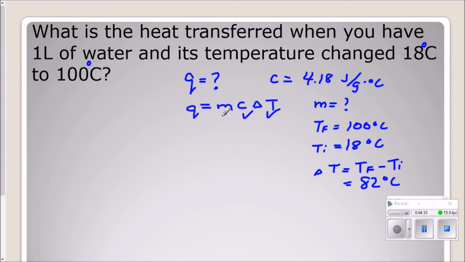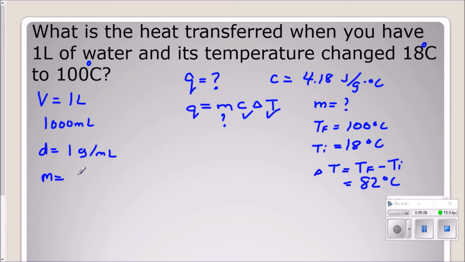Another thing we got to know, is there a way we can convert liters into mass? Well, there is a way. V is volume. And we know that 1 liter is actually the same as 1,000 milliliters. You should know that off by heart. And the density of water is actually 1 gram per 1 milliliter. This means if you know the volume, all you have to do to find the mass is change the number.